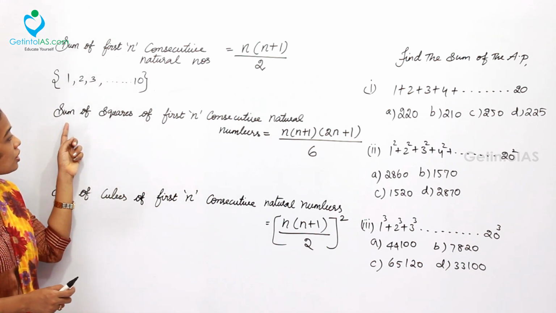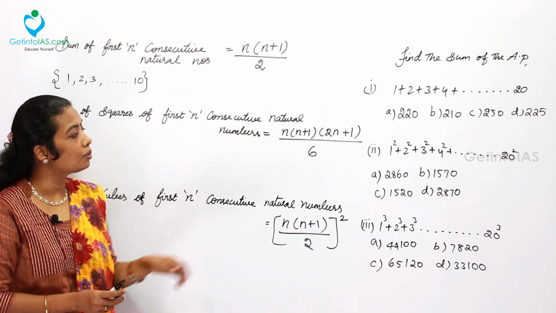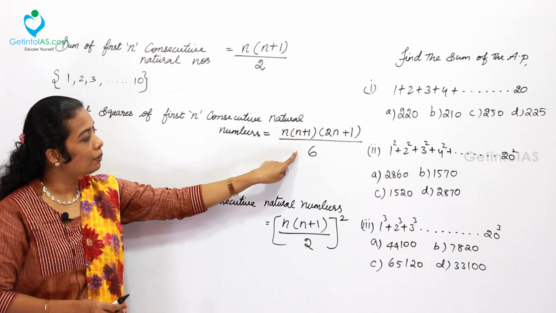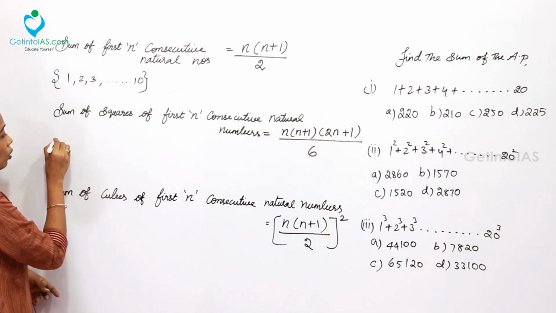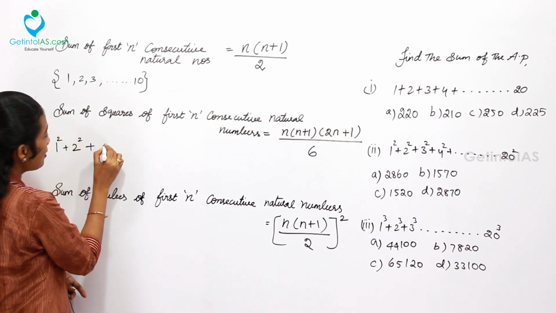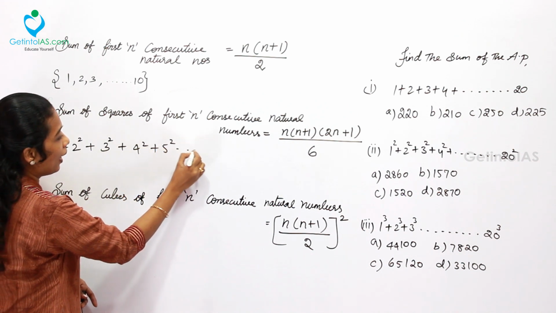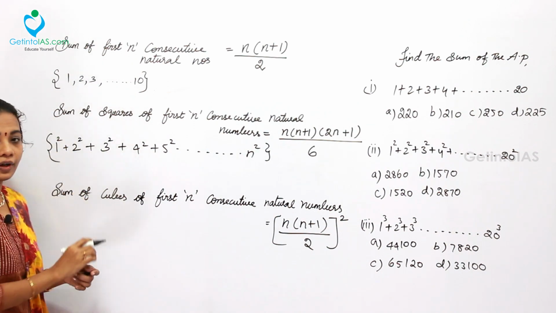The next one, sum of squares of first n consecutive natural numbers, that is n into (n plus 1) into (2n plus 1) by 6. Why we are choosing this formula is, the range of this question will be like this: 1 square plus 2 square plus 3 square plus 4 square plus 5 square, like that up to n square. So this is the range.